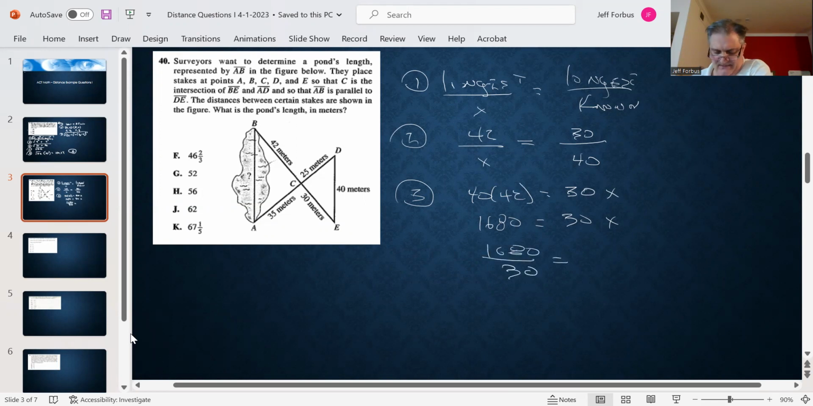And that's going to give us 56. And that's going to be answer choice H. So in this case, we just needed to set up a proportion. All right, so next.